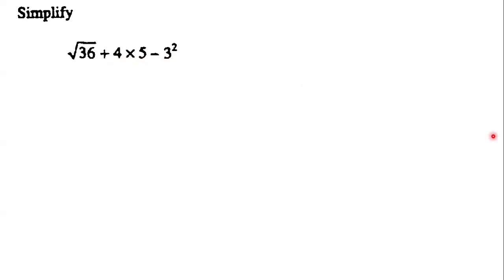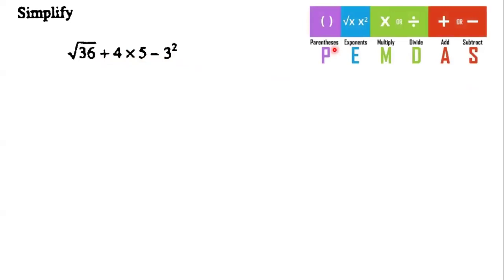So let's go to the rule. It's called PEMDAS. The acronym is Please Excuse My Dear Aunt Sally. This acronym tells us the order in which we're going to perform these mathematical operations. P, we always start with parentheses, or brackets.